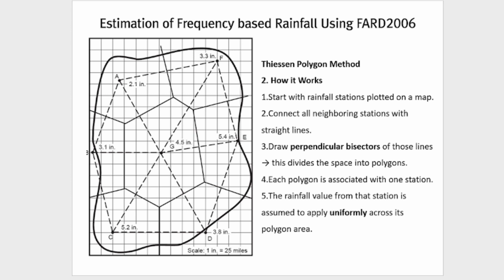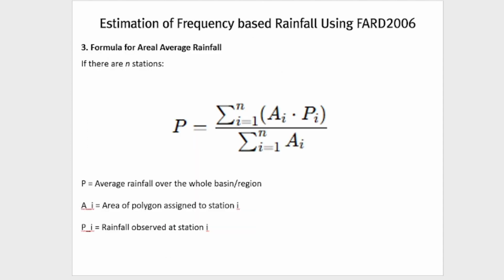So in this case, the rainfall station A and the polygon that is associated with it will have the rainfall value from that station. The formula for calculating area average rainfall is P equals summation of A times P over summation of A. If there are n stations, the equation is as shown here. P equals average rainfall over the whole basin or region, A sub i is equal to the area of the polygon assigned to station i, and P sub i is equal to the rainfall observed at station i.